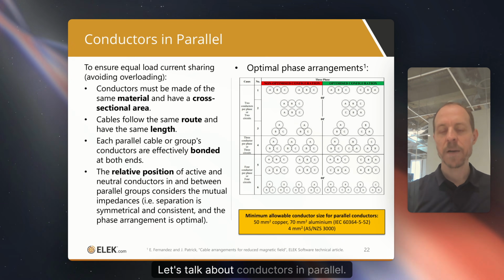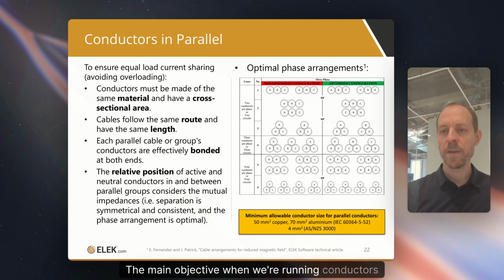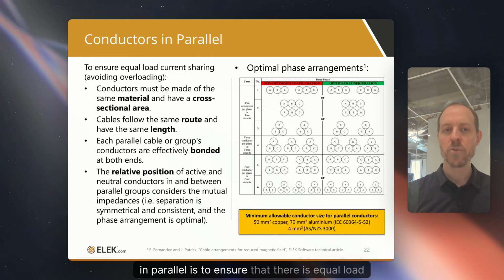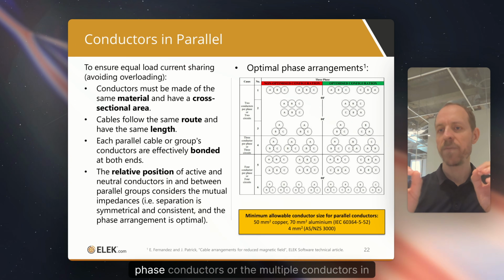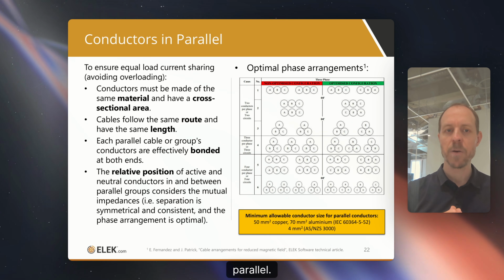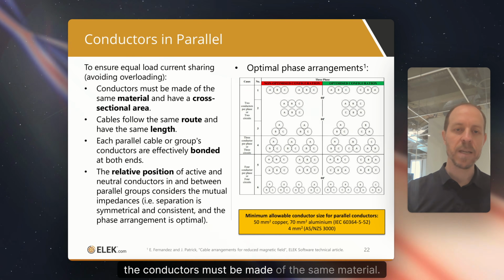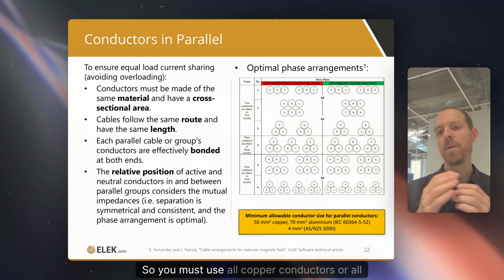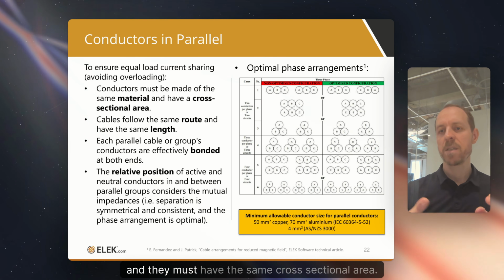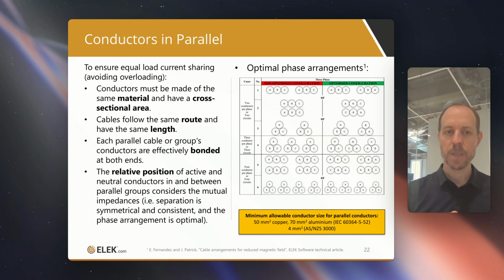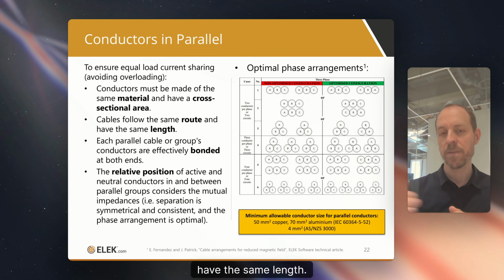Let's talk about conductors in parallel. The main objective when we're running conductors in parallel is to ensure that there is equal load current sharing between the phase conductors, or the multiple conductors in parallel. In order to achieve that, the conductors must be made of the same material, so you must use all copper conductors or all aluminium conductors, and they must have the same cross-sectional area. They must also follow the same route and have the same length.